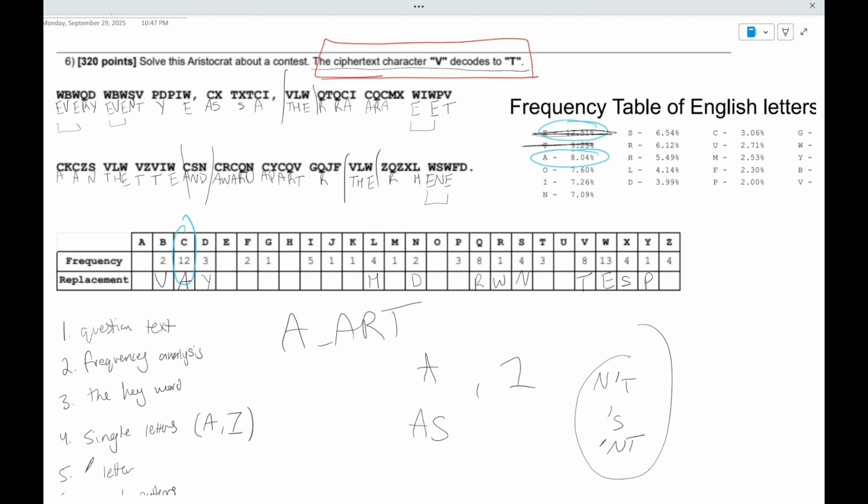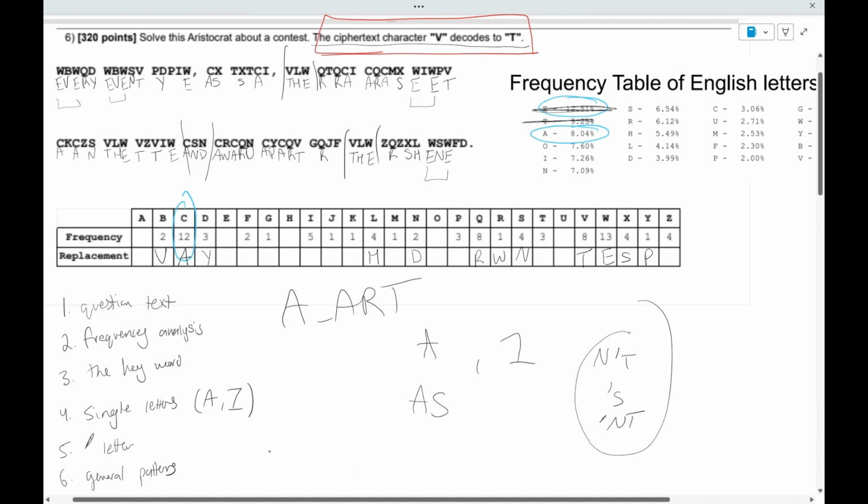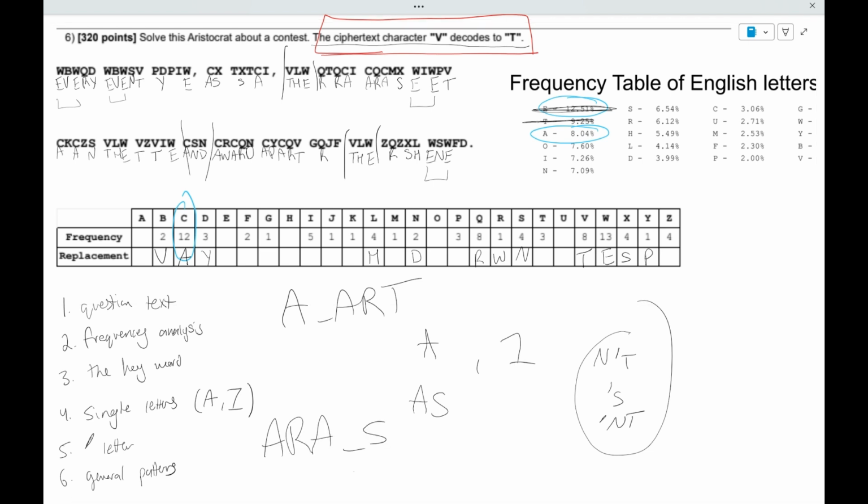So we have an X there, an X here, an X here. Okay, so I've just gotten another four-letter word, which is ARA blank S. That's a little bit odd. I've never seen that word before. So let's just take a pause on that one, and let's take a look at any other ones we can find.